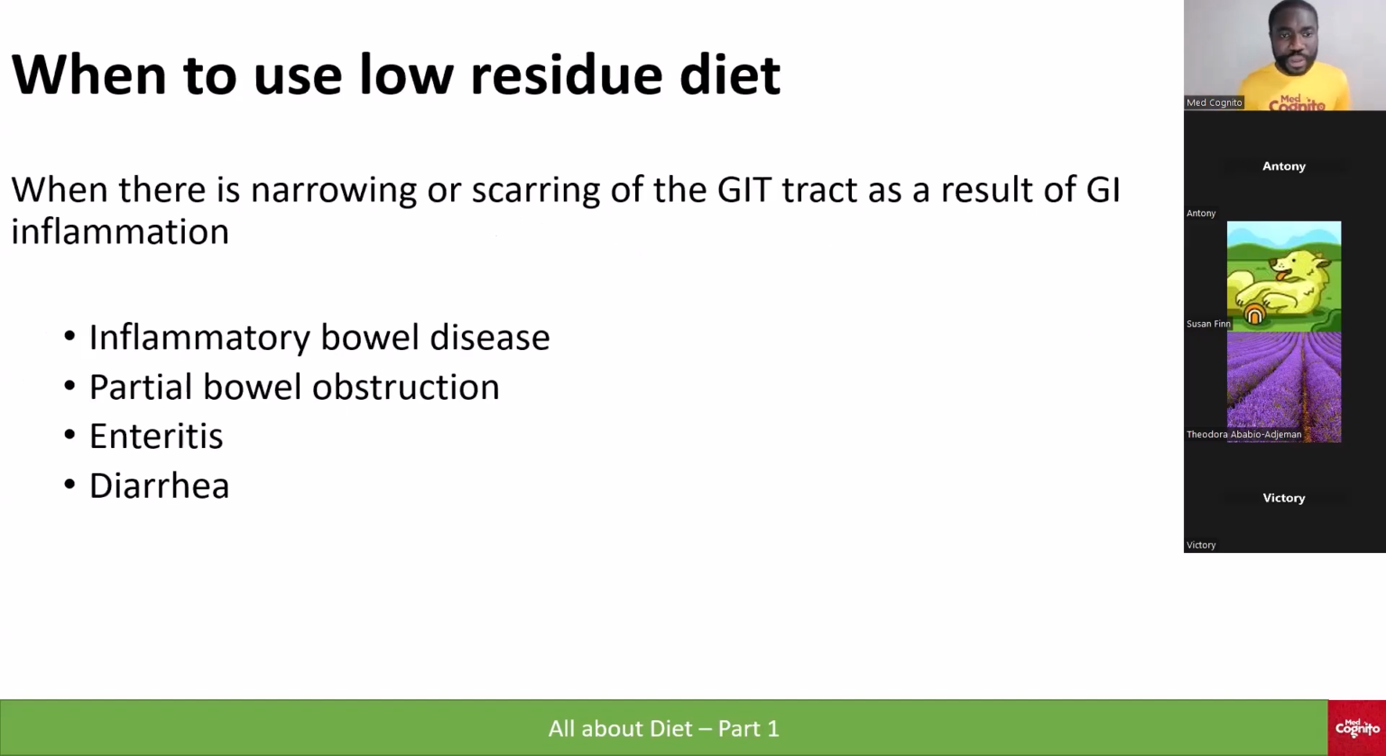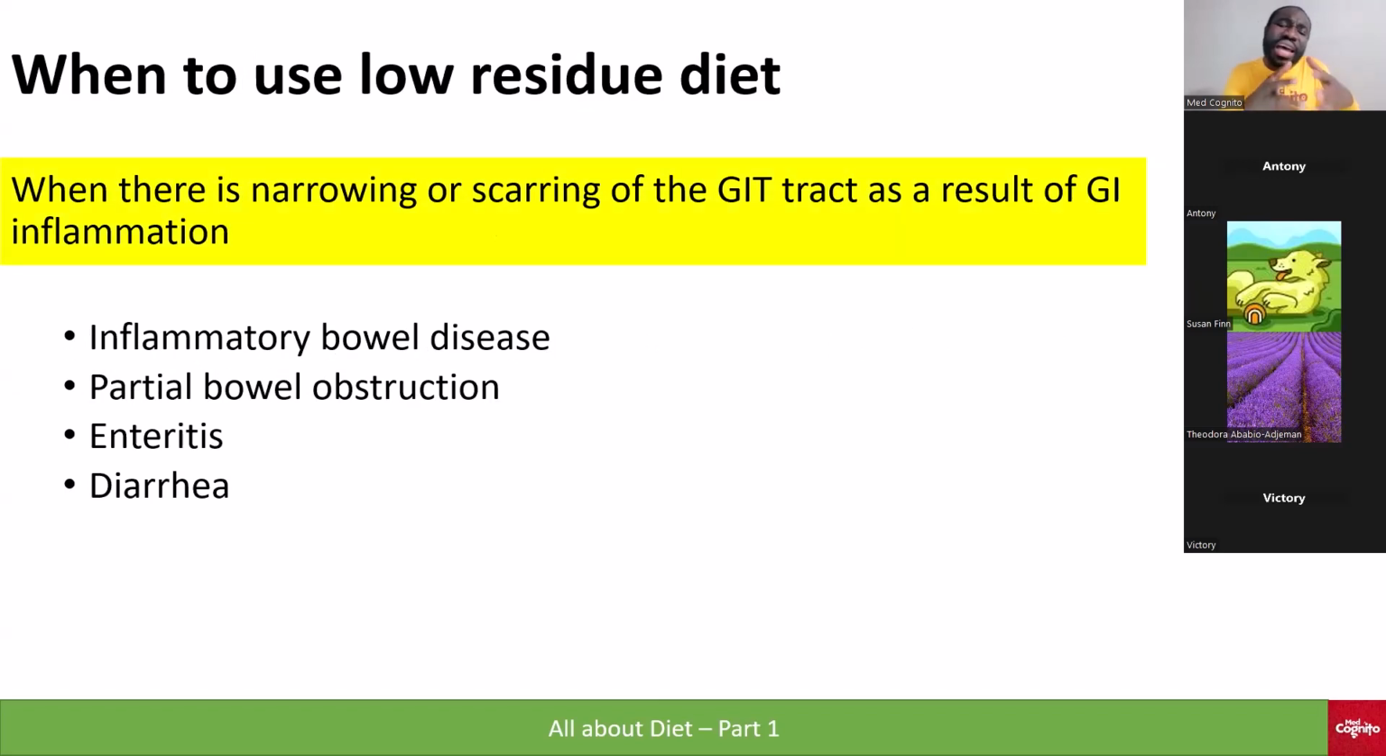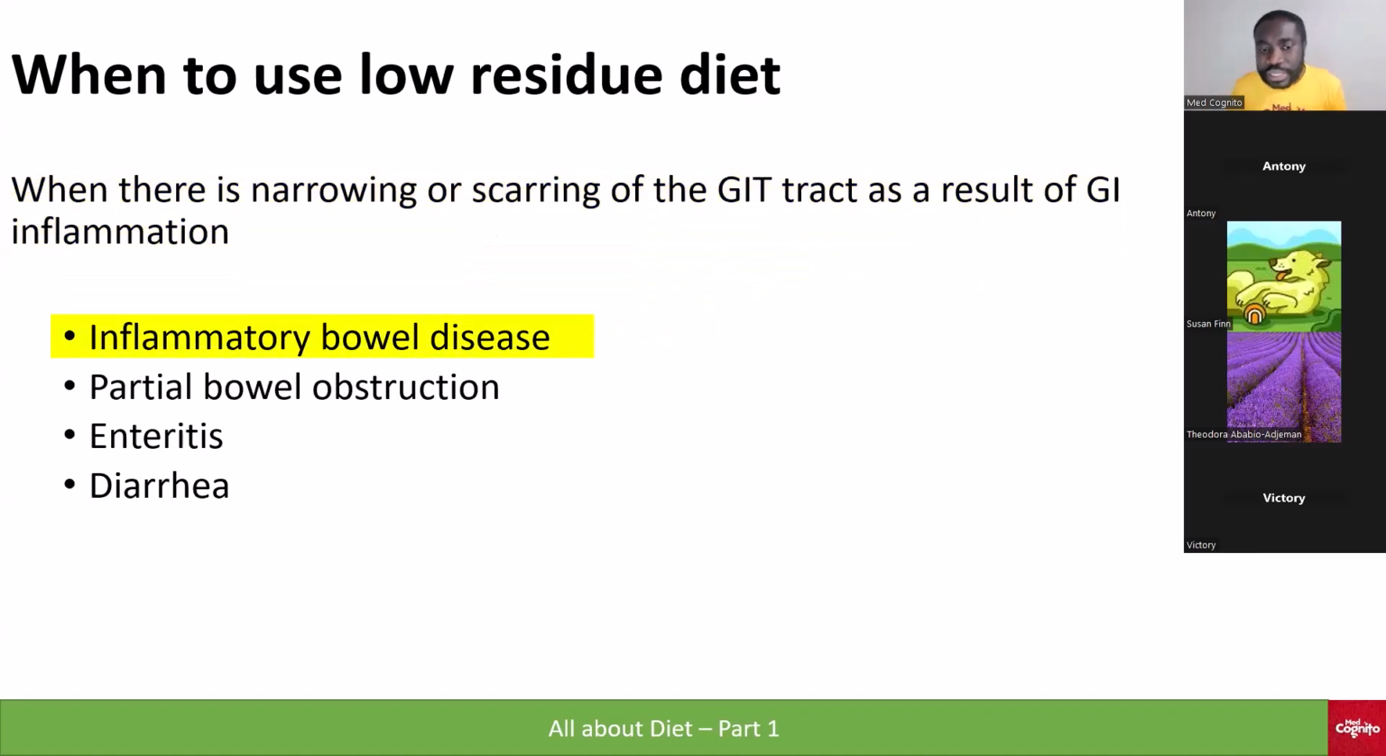So when are you going to use low residue diets? When there's a narrowing or a scarring of the GI tract as a result of inflammation. So if the client has inflammatory bowel disease, partial bowel obstruction, enteritis, or diarrhea, low residue diet. Inflammatory bowel disease, partial bowel obstruction, enteritis and diarrhea. Low residue diet.